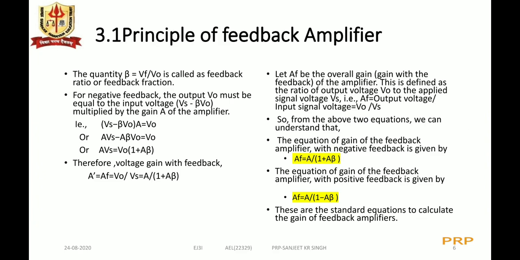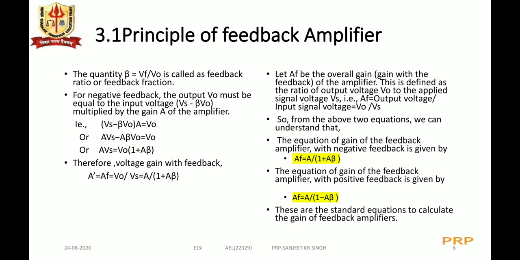So what is beta? Beta is the feedback fraction that is equal to Vf by V0, and it is also called feedback ratio. For negative feedback, the output V0 must be equal to the input voltage, that is Vs minus beta times V0, multiplied by the gain A of the amplifier. So substituting that we get, Vs minus beta times V0, multiplied with the open loop gain A, equal to V0. Solving it further, we get A multiplied with Vs minus A beta times V0 is equal to V0.